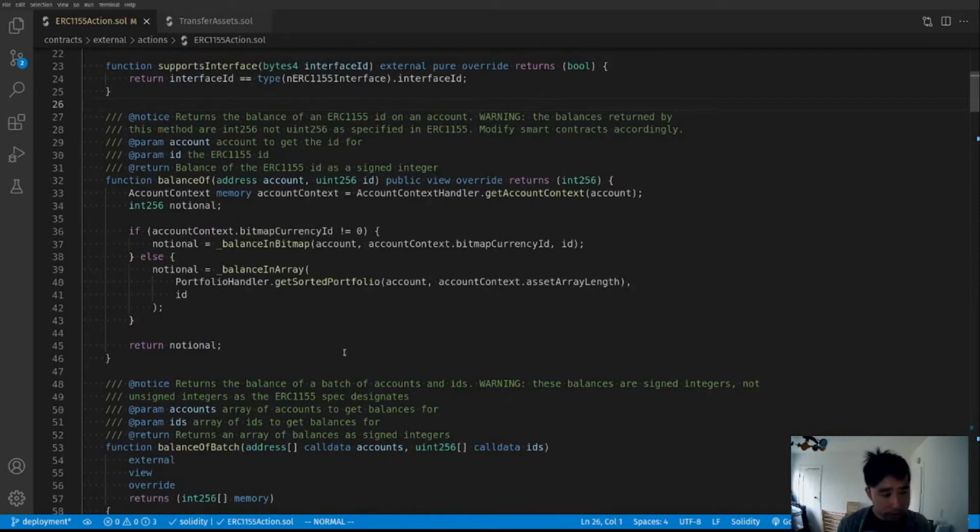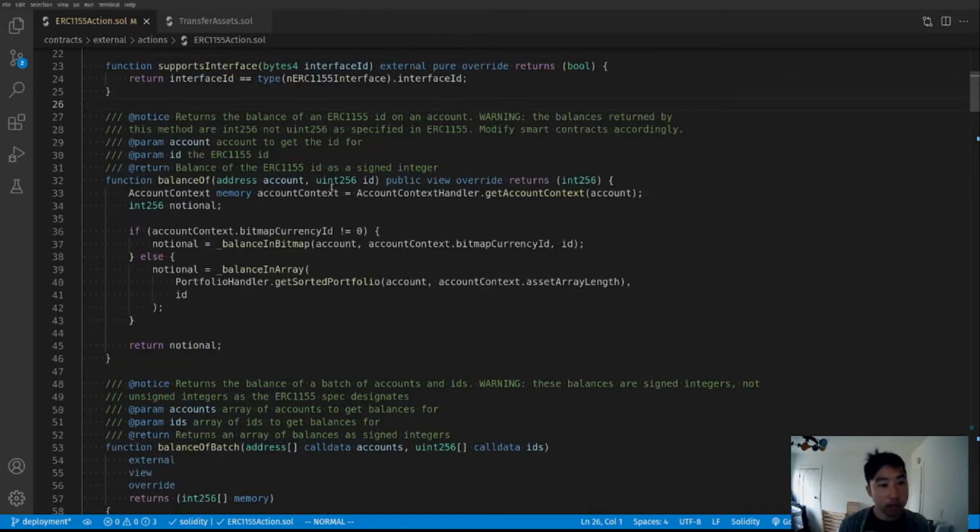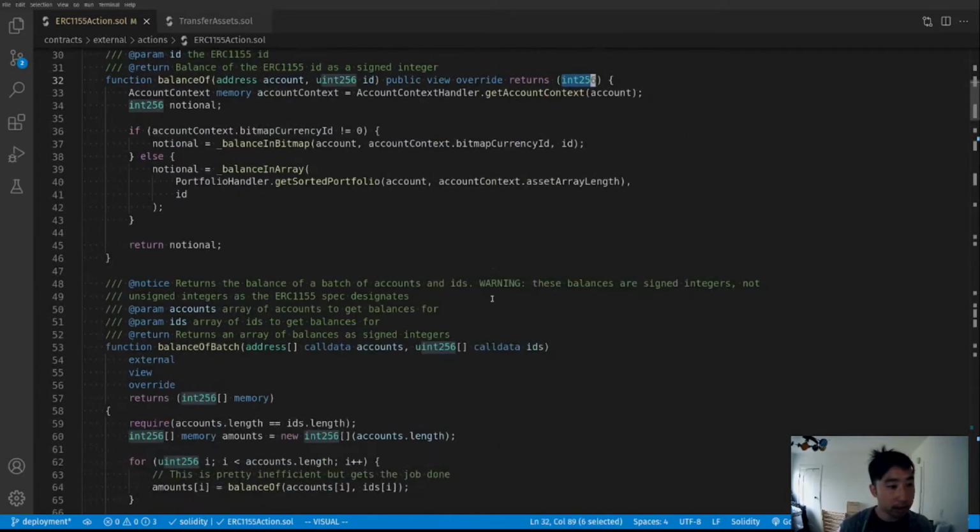Now we'll look at some of the more mundane aspects of ERC1155 first. The first is balanceOf, pretty straightforward. The main thing to note here and to be very careful of is Fcash is a signed integer. You can have a positive or negative value of Fcash. Now the ERC1155 standard specifies that this should return a uint256. It does not. And so as a developer, you need to be really careful about that.